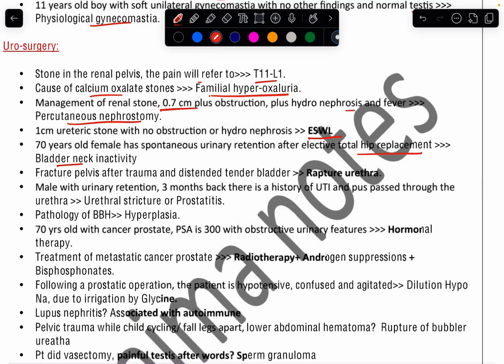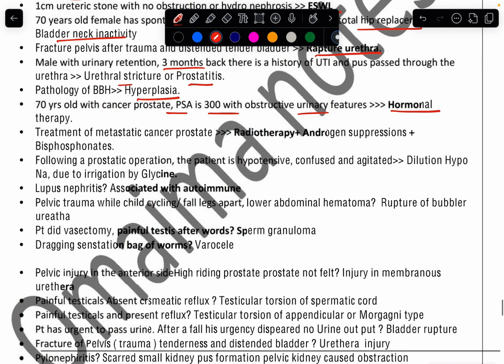70-year-old female, spontaneous urine retention, local heat replacement, bladder neck inactivity. Fracture pelvis after trauma and distended bladder, rupture urethra. Male urethra with urine retention 3 months back and no urethral stricture, prostatitis, pathology of hyperplasia. 70-year-old cancer prostate, PSA 300, obstructive urinary, hormonal treatment. Treatment of metastatic cancer prostate is radiotherapy plus androgen suppression, bisphosphonates.